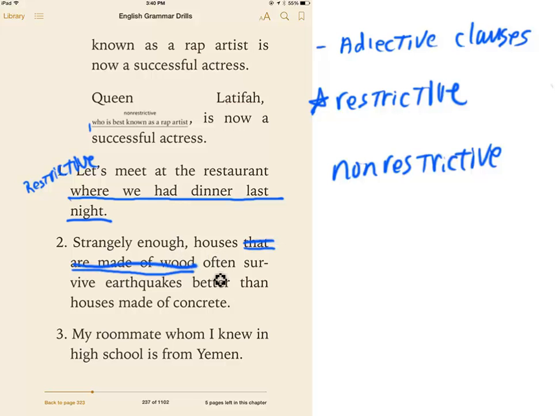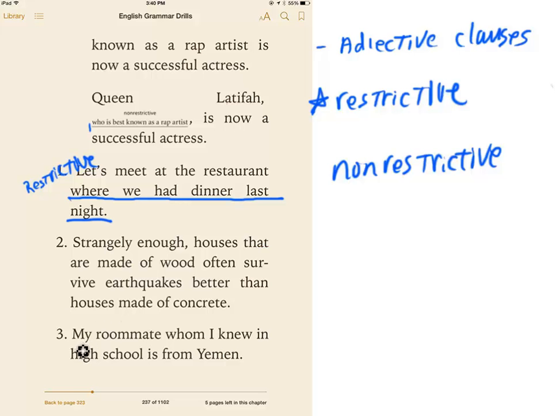Strangely enough, houses often survive earthquakes better than houses made of concrete. Yeah, we have to know there's a comparison contrast there, so it's definitely restrictive and no commas are needed. Let's take a look at this one. My roommate, whom I knew in high school, is from Yemen.